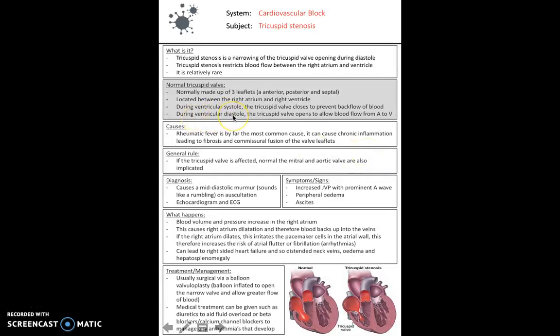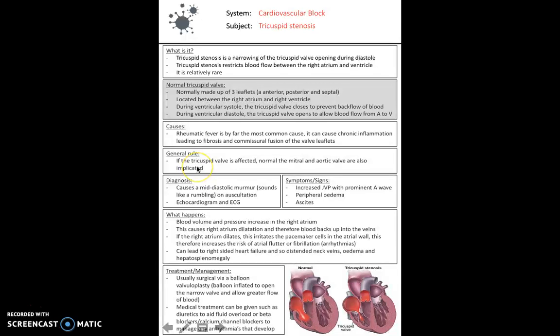And during ventricular diastole, so when the ventricles are relaxed and filling, you'll expect the tricuspid valve to be open, in order to allow blood to passively and actively flow from the right atrium to right ventricle. The most common cause of tricuspid stenosis, so remembering that stenosis is a narrowing of the tricuspid valve, is rheumatic fever, and this is by far the most common cause, and it leads to that chronic inflammation we've already discussed, fibrosis and commissural fusion as well.